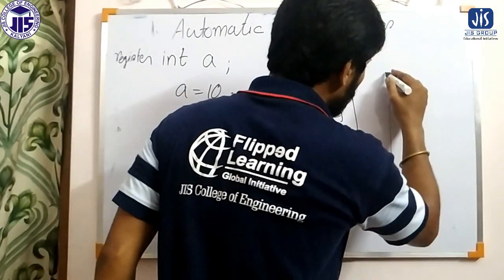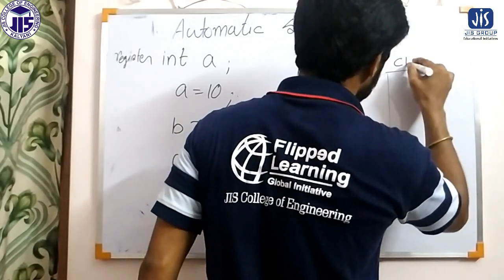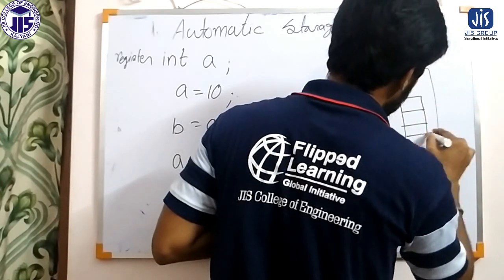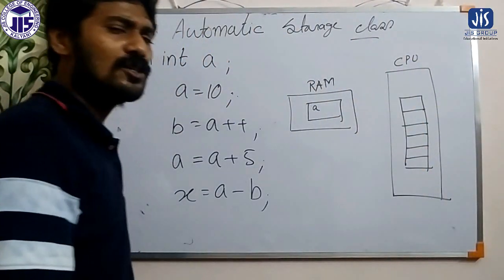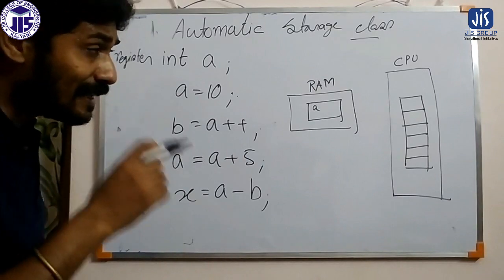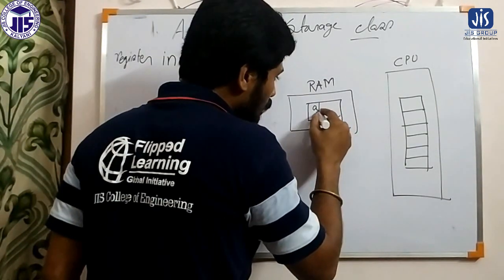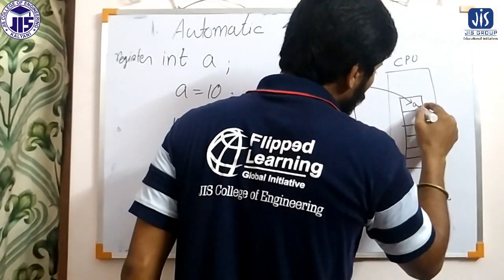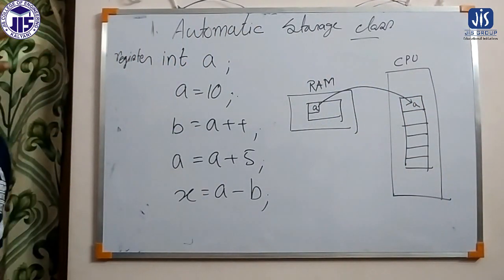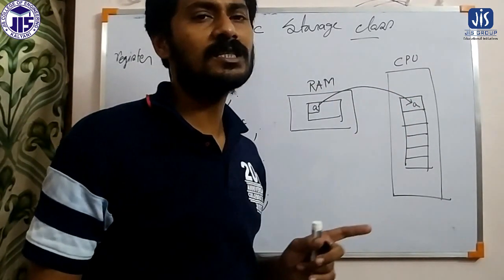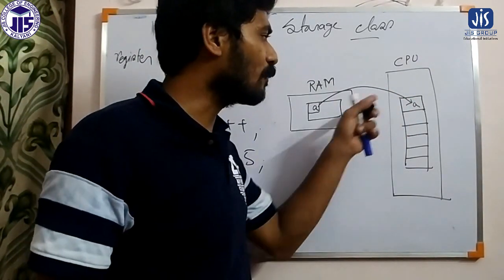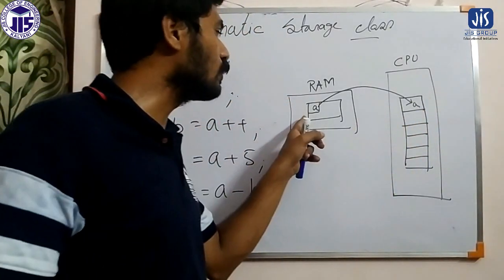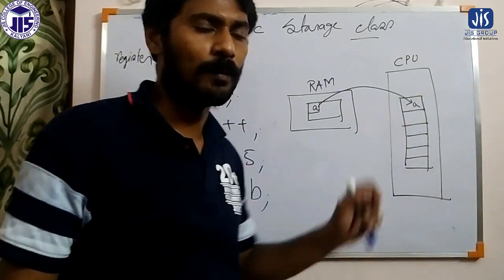But how does it get accessed? This is our CPU, and there we have internal registers. Different internal registers are there. These are the series of internal registers. Access means basically from the RAM, this variable will come to the internal registers of the CPU. Then we can perform operations on this variable. Every time when we assign the value, we have to take the value from the RAM to the CPU. Then we perform the operation.